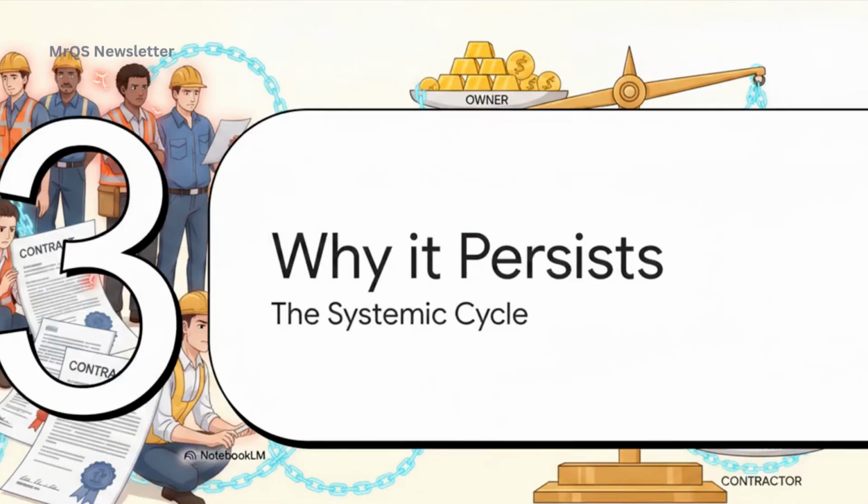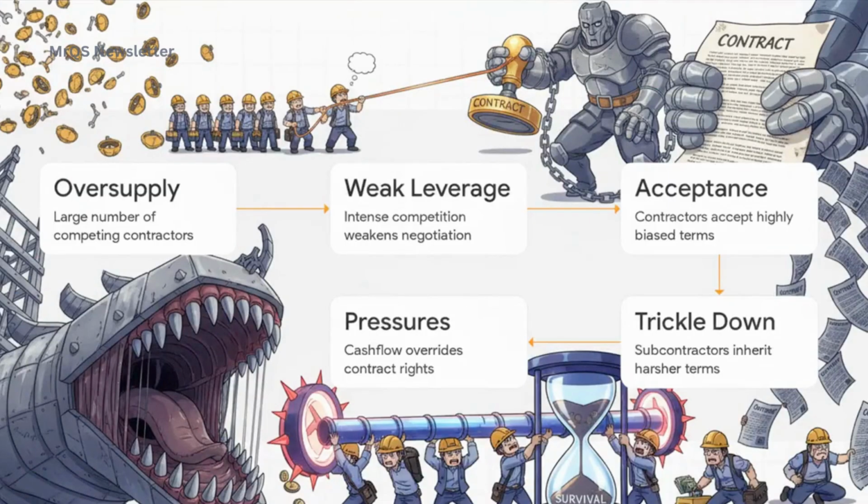Moving right along to Section 3, Why the Problem Persists, let's examine the systemic cycle. Now, you might be wondering, why on earth would a contractor ever sign something like this?